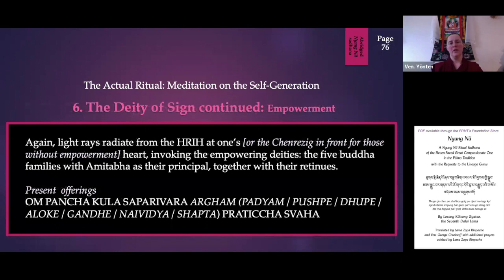Again, light rays radiate from the Hri at Chenrezig's heart, invoking the empowering deities, the 5 Buddha families with Amitabha as their principal, together with their retinue. Om Padma Kula Saparivara Yagyam Padyam Pure Duape Aloke Gande Nuade Chapta Pratisa Soha.